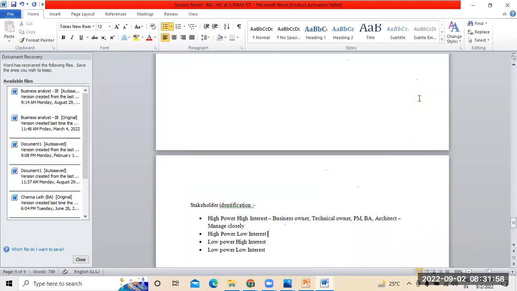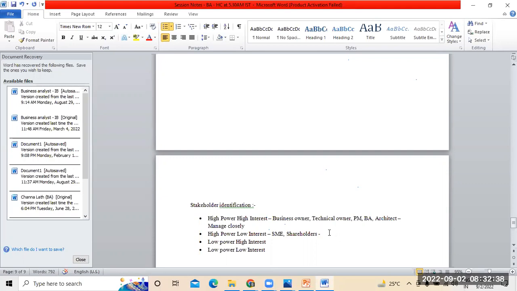Now the second one, high power, low interested people. So who comes under high power, low interested people? They are nothing but subject matter experts, and at the same time, shareholders of the organization. Who are shareholders? Shareholders means people who have invested money. Those people we call shareholders. So this is generally the second one, high power and low interested people.